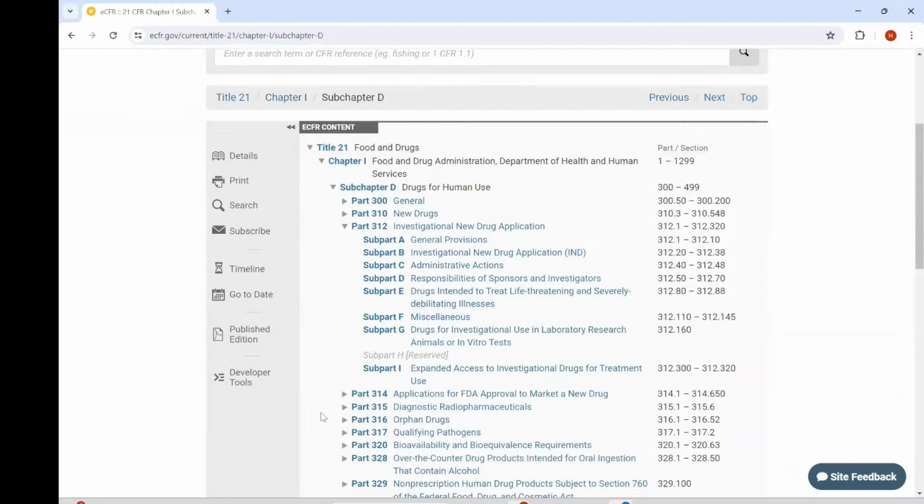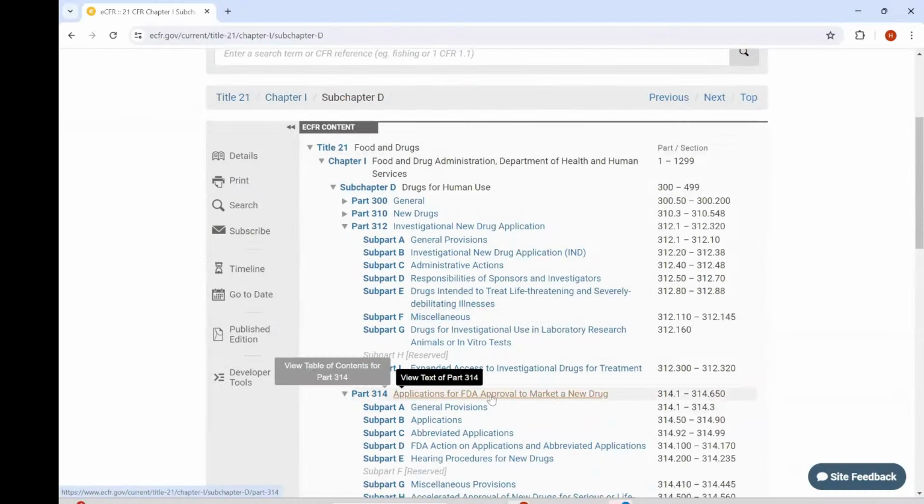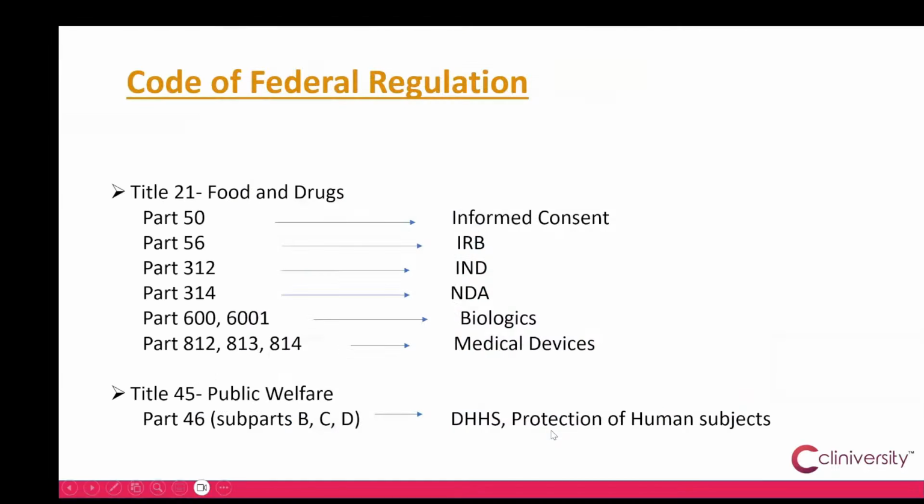And then we have 314. 314 is for FDA approval, applications for FDA approval to market a new drug. So not everything is related to the clinical trials. So there are some basic CFR parts, Code of Federal Regulation parts, which a clinical trial employee should be aware about. So it is better if you remember these parts and correlate which part is specifically for what. So part 314 is for new drug application to release into the market. Part 600 and 601 is for your biologicals, and part 812, 813 and 814.